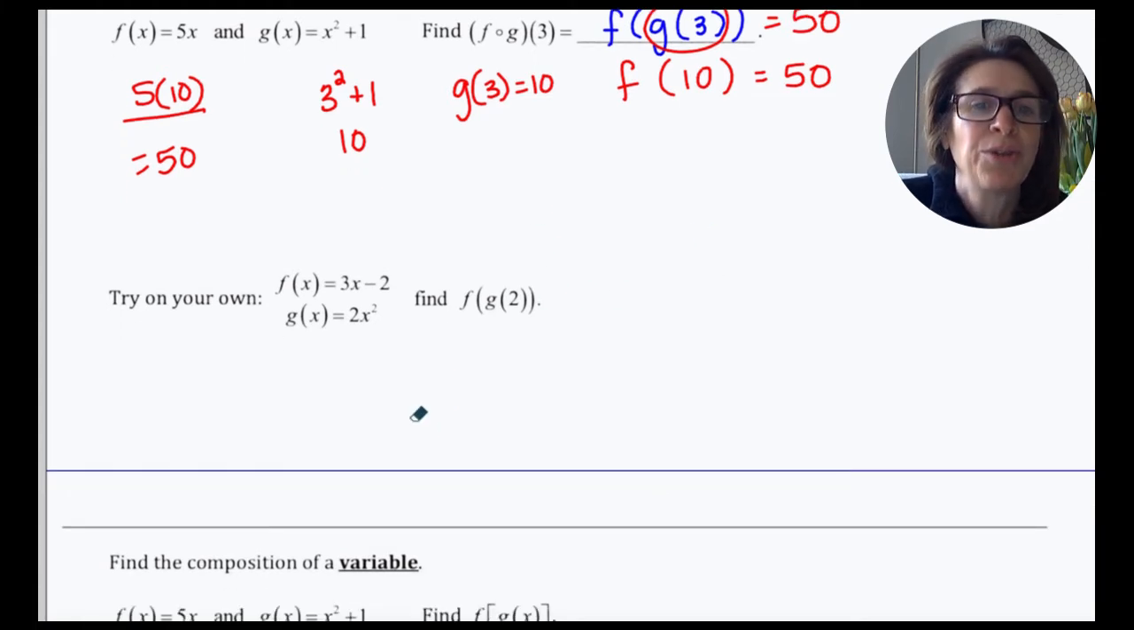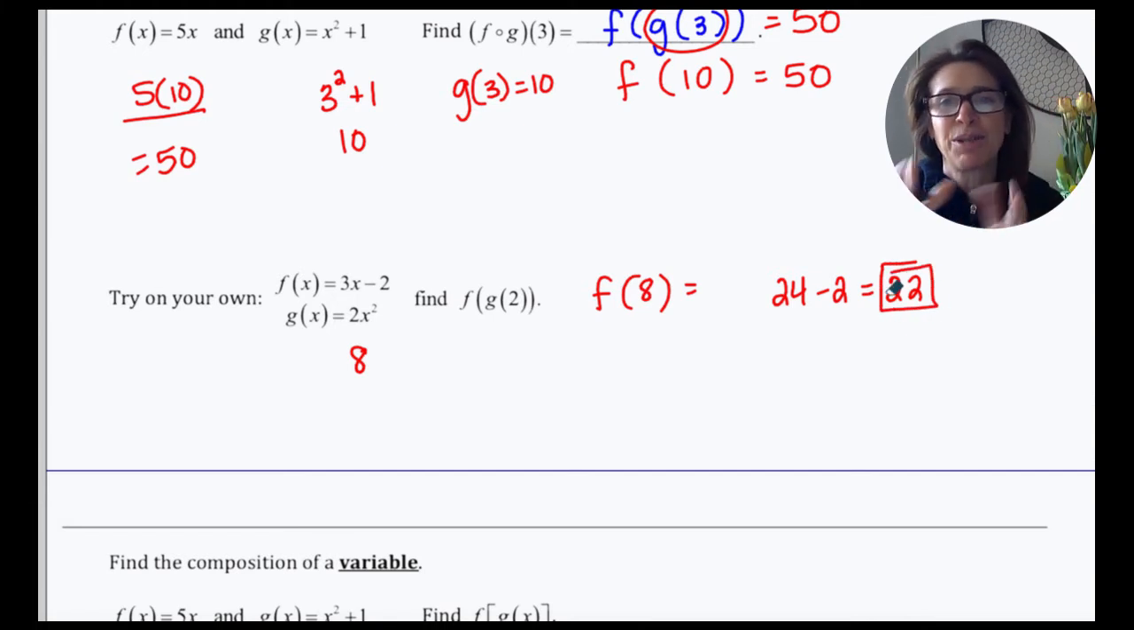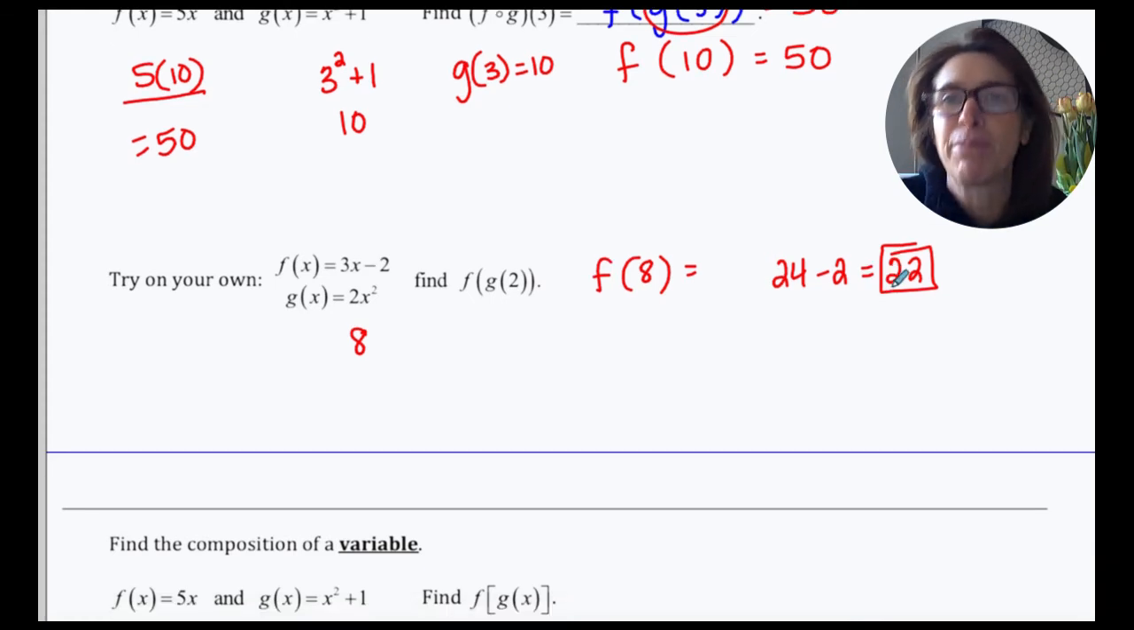All right, so you've tried it. You pressed pause, and you plugged 2 into g of x, getting 8, because 2 squared is 4, 4 times 2 is 8, and so then you looked for f of 8, which would be 24 minus 2, so 22. Okay. So with numbers, composition of functions is actually pretty self-explanatory. You're plugging one number into the function and then evaluating it and getting another number to plug into the function.